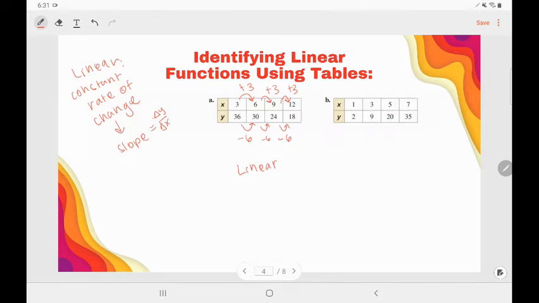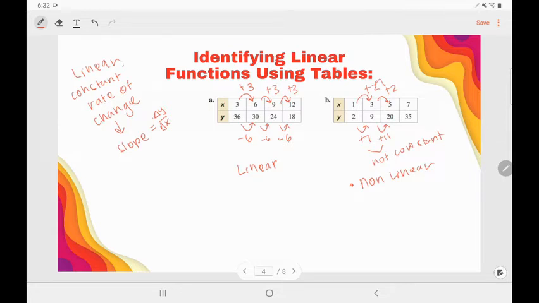Now, what would I consider nonlinear? As this increases by 2, this increases by 7. Well, so far, okay. As this increases by 2, pattern same so far, but this increases by 11. This right here is not constant. These x's are constant, but the y's are not constant, so this makes this nonlinear. I don't even need to finish this table. I automatically know.